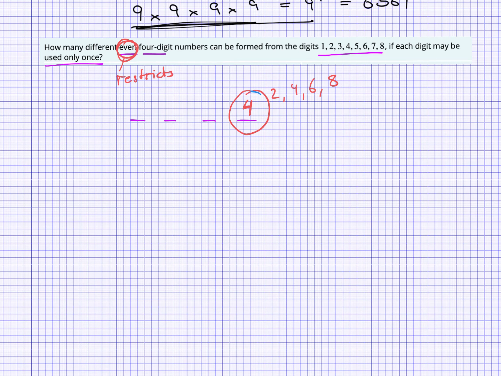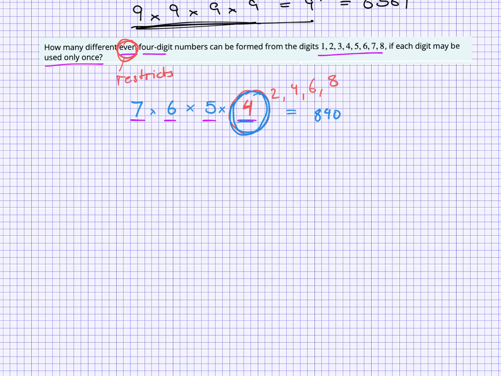So if I've used 1 of them here, that means I have 7 available for the first slot. If I've used 1 there, I have 6 in the second and 5 in the third. And I multiply those together and I will get my answer of 840. All right, so there's a restriction involved which needs to be carefully looked at.